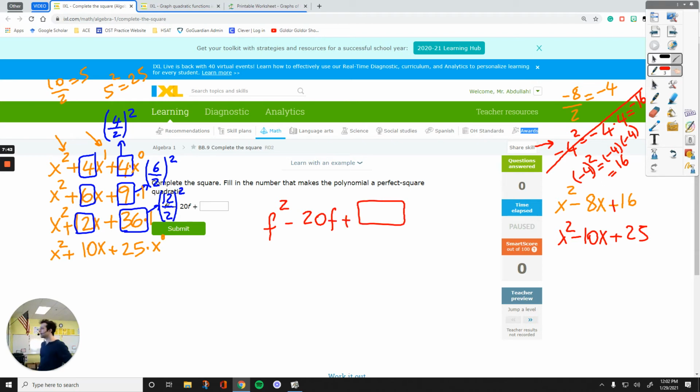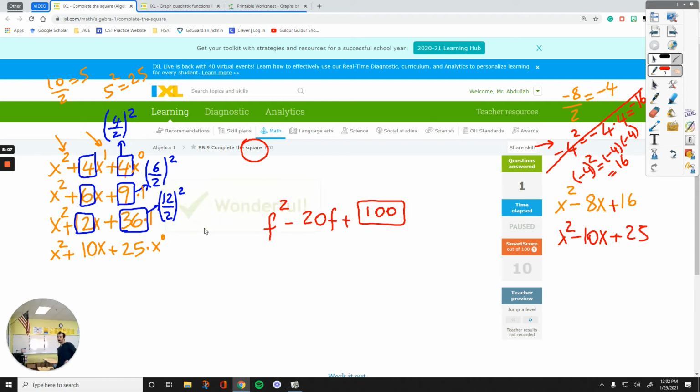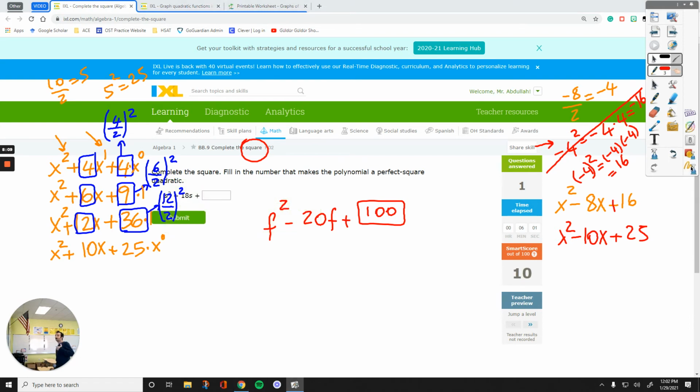To get the number in the box, we divide the negative 20 by 2. You can use a calculator or not, that's up to you. That equals negative 10, and then square that expression. Don't forget about the square. So when you square negative 10, it turns into positive 100. So the number you need in the box is 100. So let's get this done, submit it, and then in the next question, let me explain the point of this.